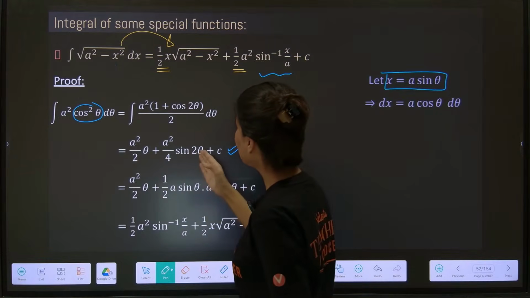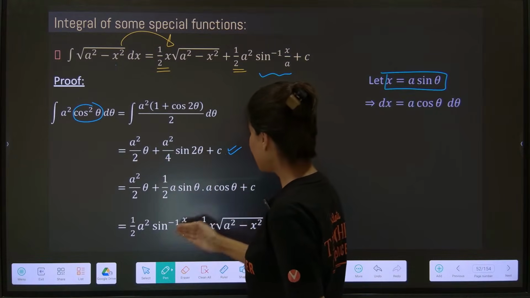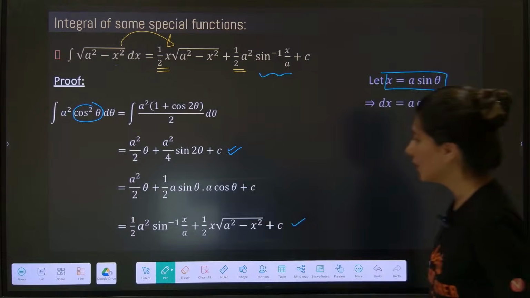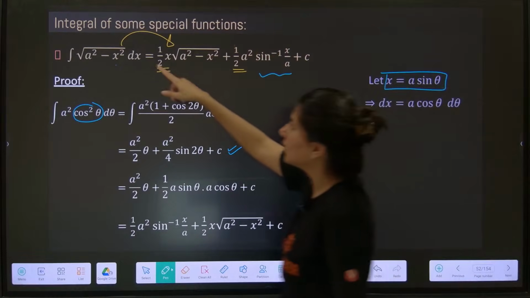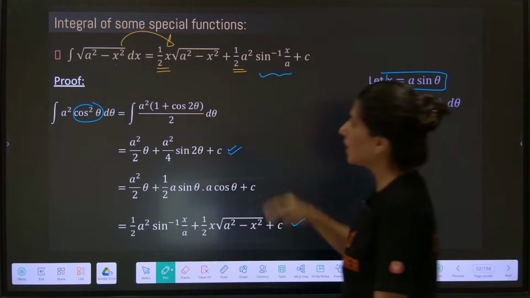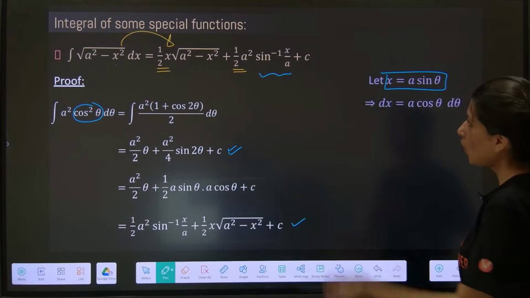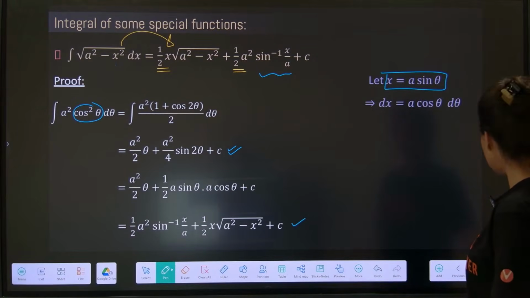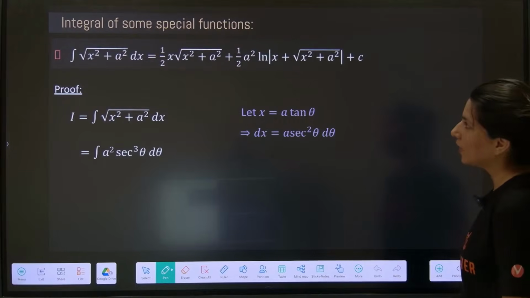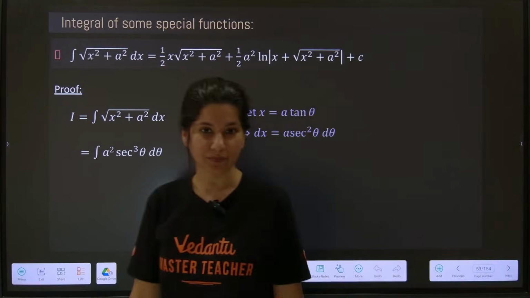And you just have to now integrate it. After integration, put the values, you will get it. Okay, but that's how you need to remember. Square root a square minus x square, half x, copy paste, half a square sine inverse x by a. Okay, similar formula over here.